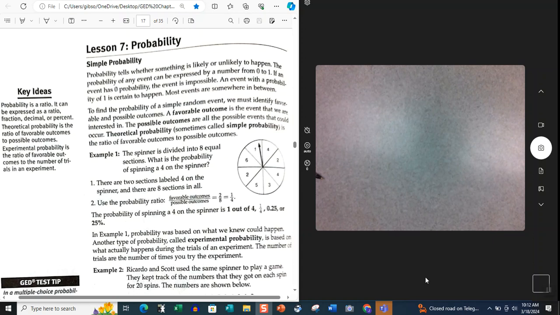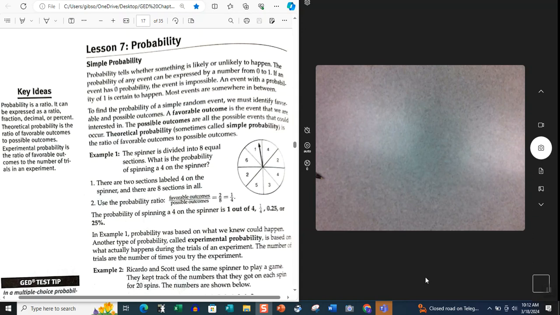Simple probability. Probability tells whether something is likely or unlikely to happen. The probability of any event can be expressed by a number from 0 to 1. If an event has 0 probability, the event is impossible. An event with a probability of 1 is certain to happen. Most events are somewhere in between.